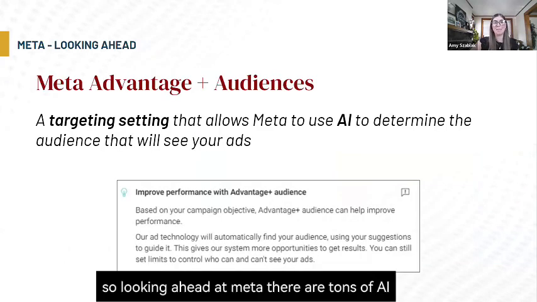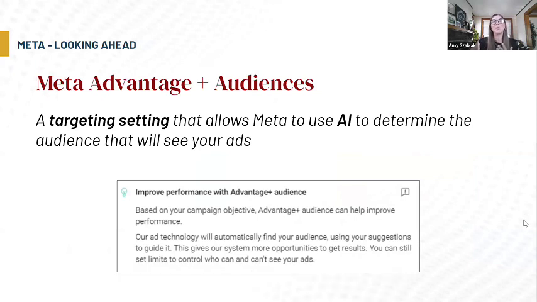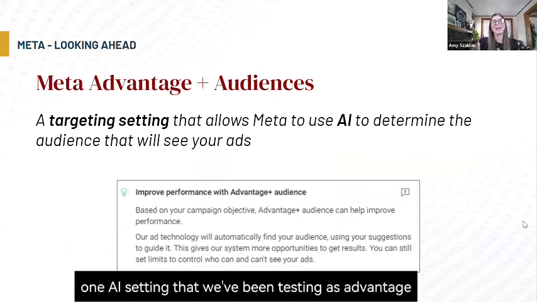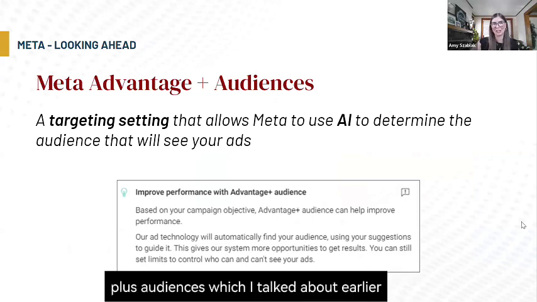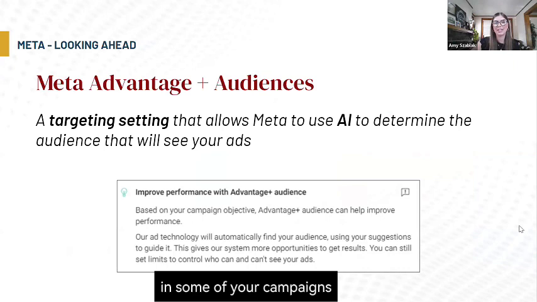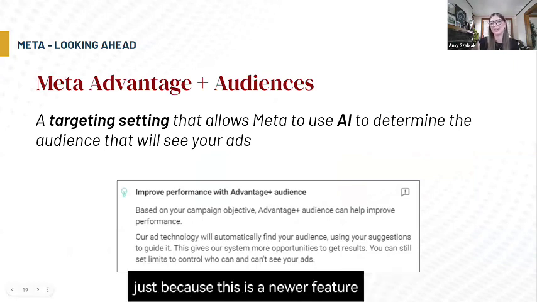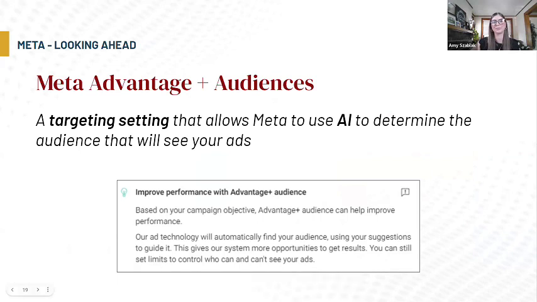So looking ahead at Meta, there are tons of AI features rolling out constantly that you'll likely start seeing in your ads manager soon, if not already. One AI setting that we've been testing is Advantage Plus audiences, which I talked about earlier. So as I mentioned, we recommend testing this out in some of your campaigns while also keeping a really close eye on lead quality, just because this is a newer feature.